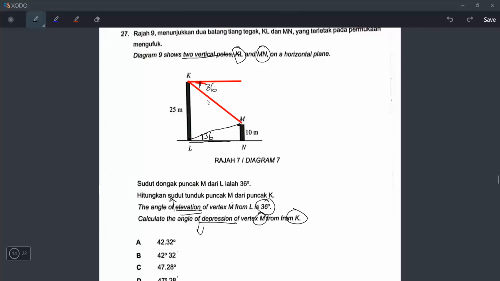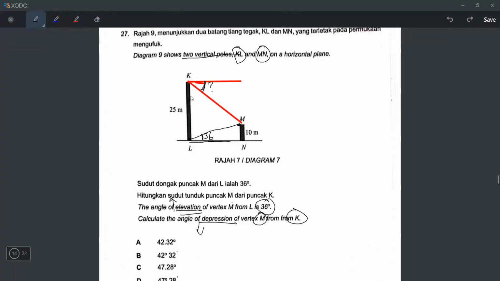No, sorry, that's not 36. It's what they want to find. This is what they want you to find, because they say calculate the angle of depression of M from K. So the angle of depression of M from K is here. Sometimes students get it wrong because they think it's here. That's why it's wrong.